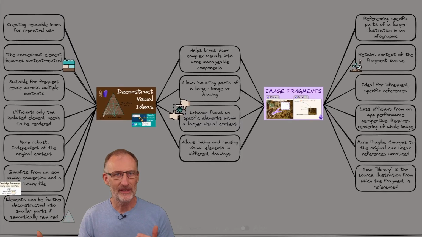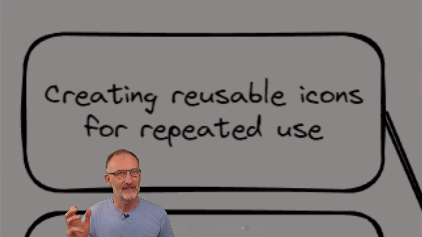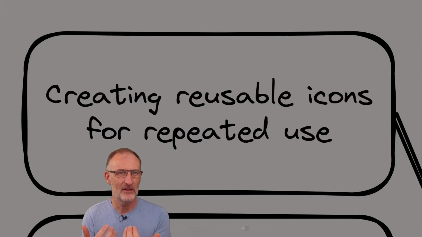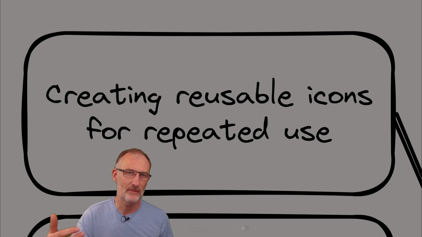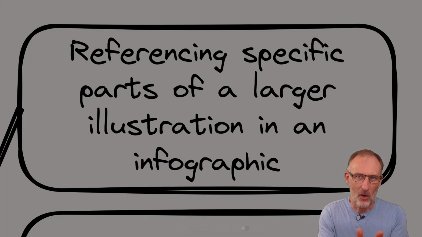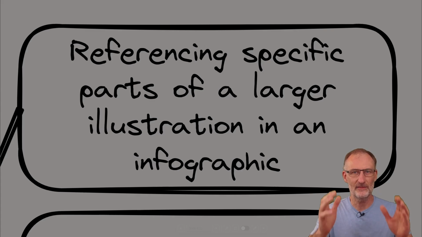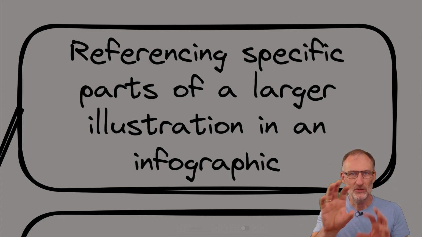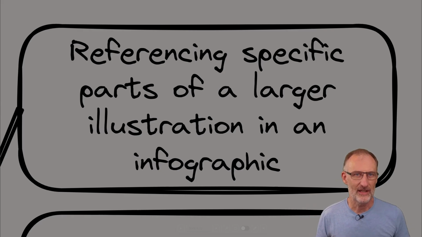But then there are some differences, and I made these into pairs. So on one hand side, deconstruction creates reusable icons for repeated use, typically icons that you want to repeat many times. On the other hand, image fragments create a part or reference a specific part of a larger illustration. This is, for example, perfect for an infographics type of setup where you have a big image and then you take parts and you break the image up and you provide some explanation around it.